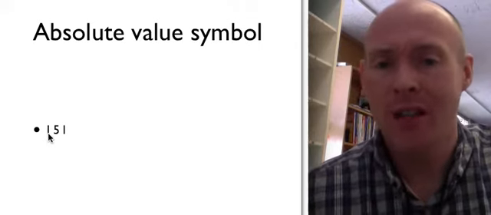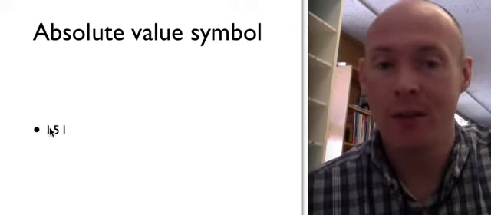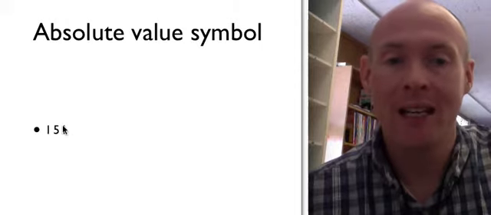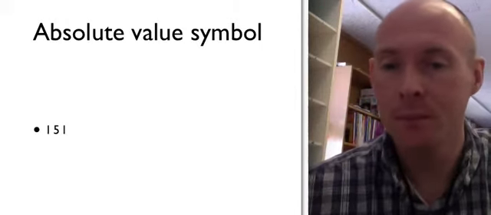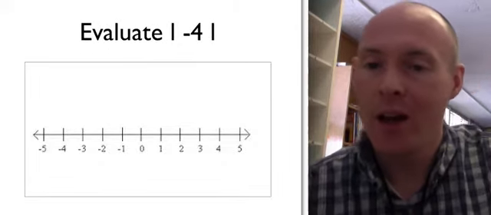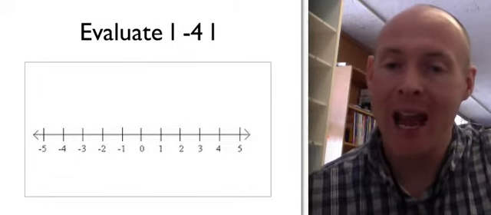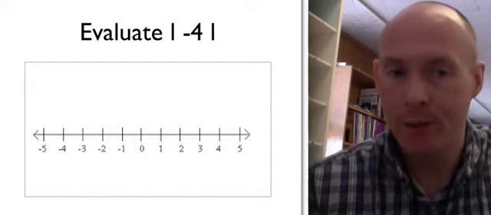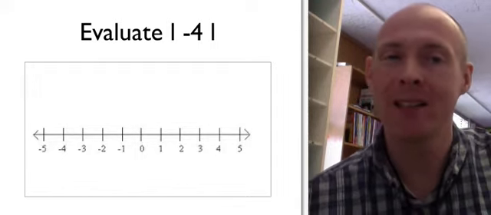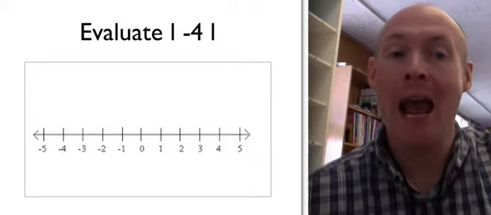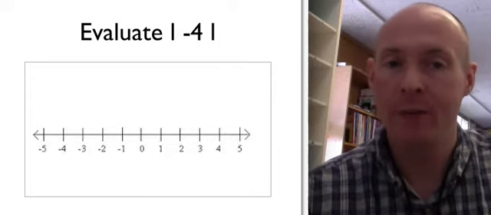So on your worksheet it asks draw the absolute value symbol. It would be just that. It would be an integer with 2 lines on each side of it. It says draw a number line and evaluate the absolute value of negative 4. So here's your number line. Copy this down on your notes. And let's evaluate what the absolute value of negative 4 is.